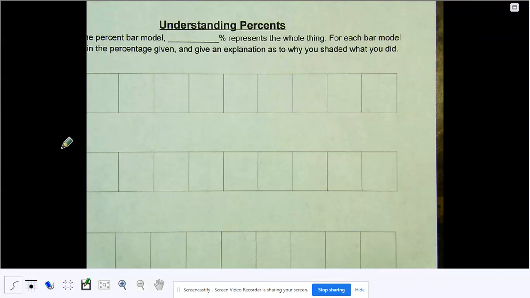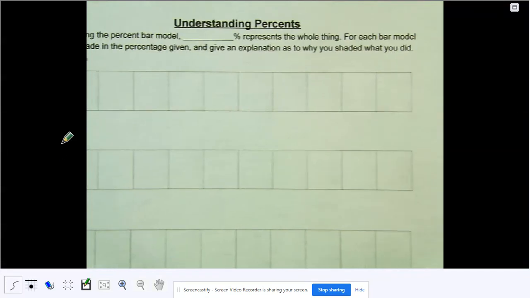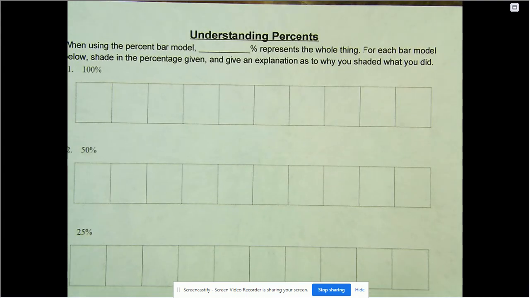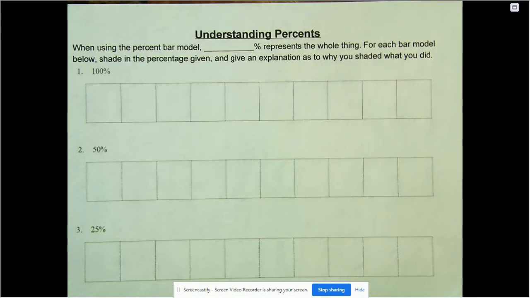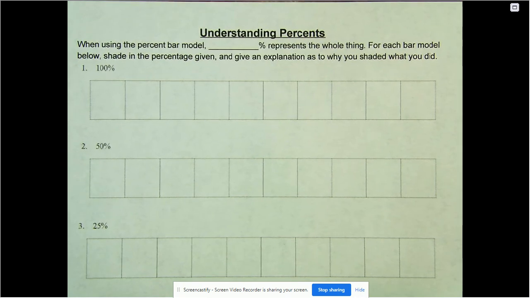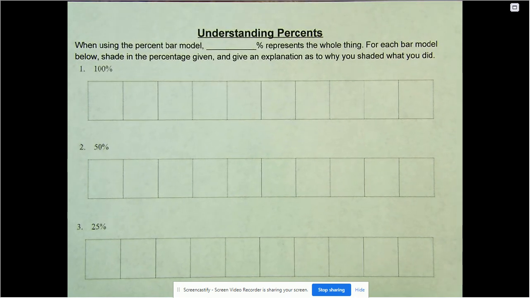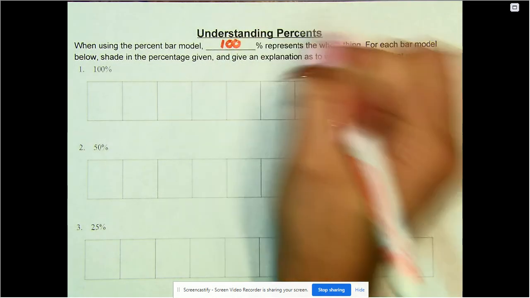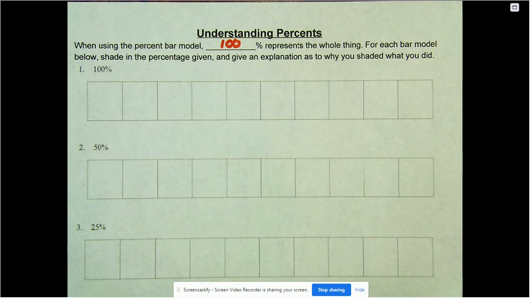Okay, in this video, we are going to do a brief review of understanding percents before we dive into our percent problems in 7th grade. Okay, so when using the percent bar model, 100% is what represents the whole thing. So 100% matches the whole entire thing.